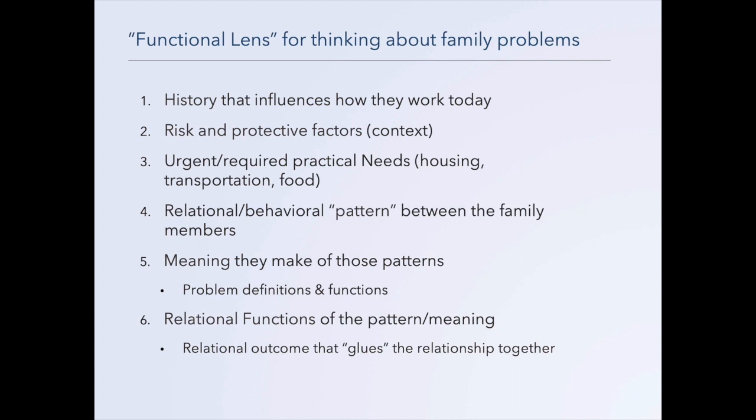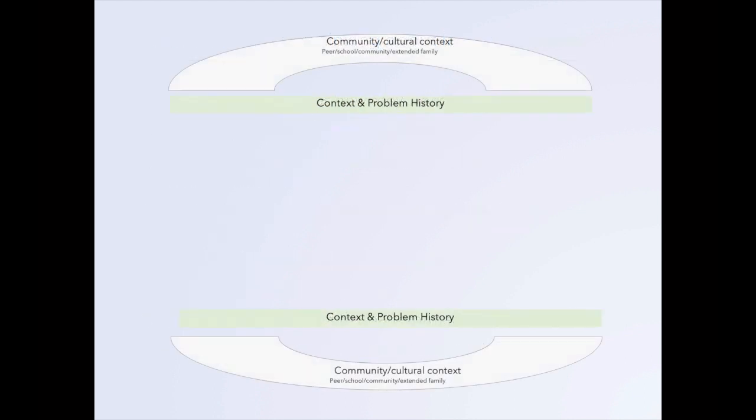So the idea is if you match the relational functions with the activities in FFT, the family is more likely to be successful. We're looking at a multi-systemic view of the problem in FFT. Remember, there's culture context all around the family. That has to do with religion and ethnicity in the community, peer relations, school relations, all of those things that are a big umbrella under which the family operates.